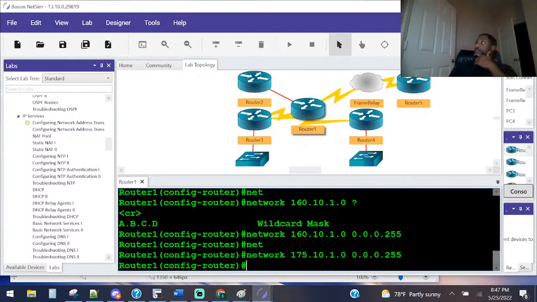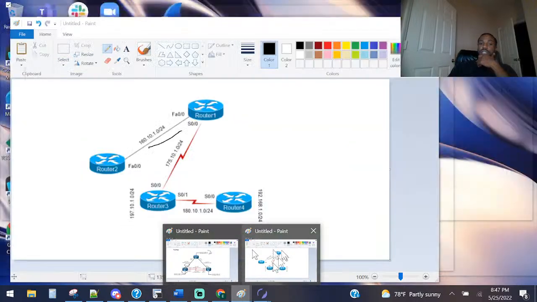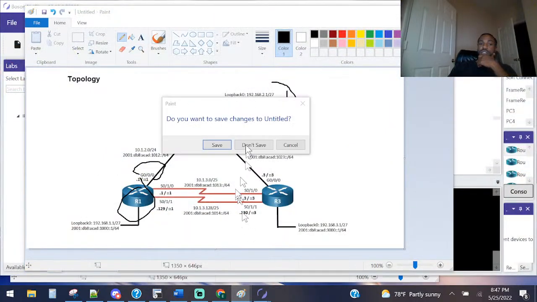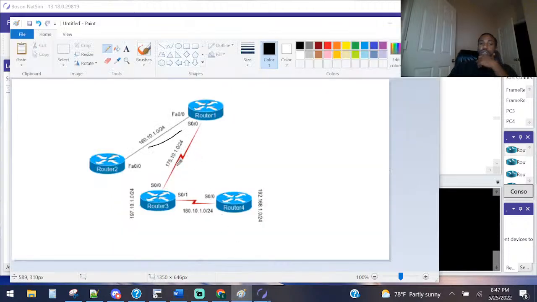What is the next step? So we've got to do it on all 4 routers, 1, 2, 3, and 4. So where are those guys? Let me close this one over here. That's killing me, man. I'm really mad at that. Let's go to router 2 and do the same thing, and then router 3, and then router 4.